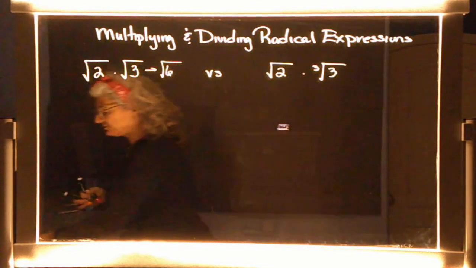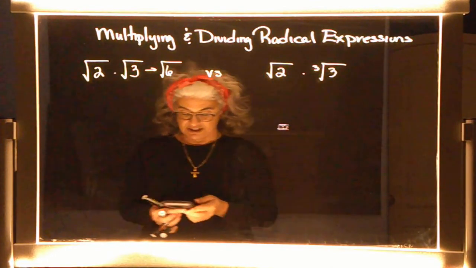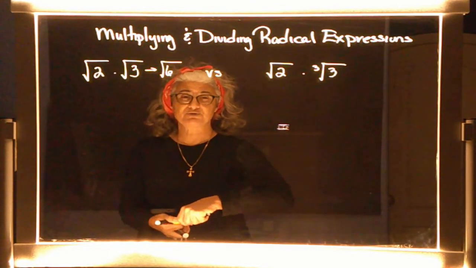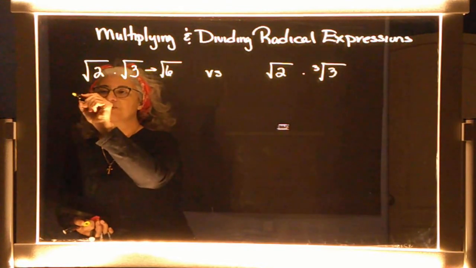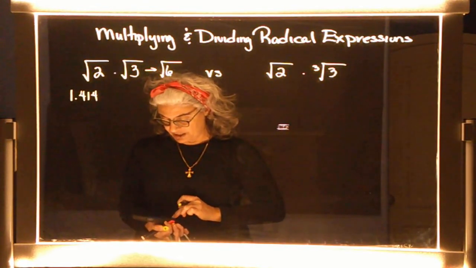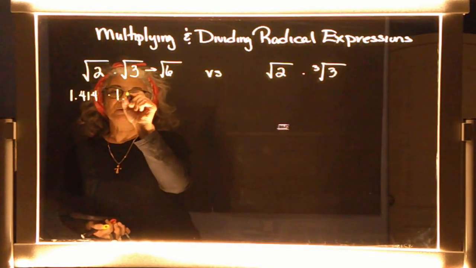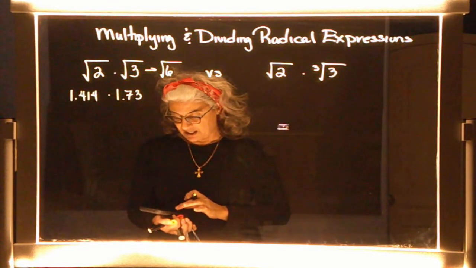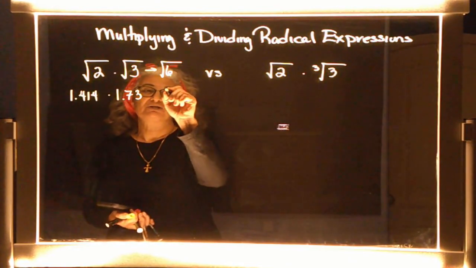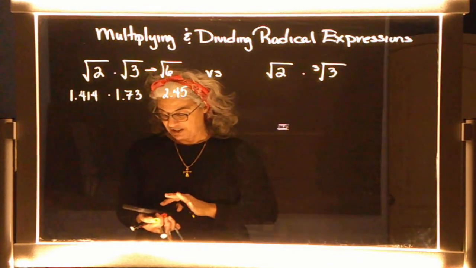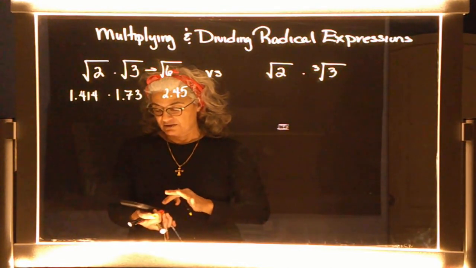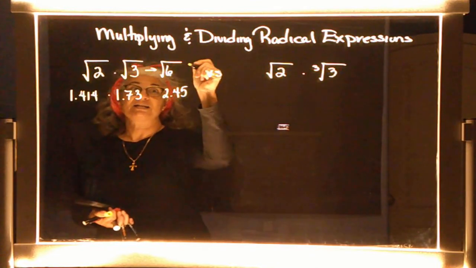Now, I'm going to prove to you, by using our handy dandy calculator, that that works. If you want to work with me, that's fine. Square root of 2, and I'm not going to write the entire decimal out, is about 1.414. And if I take the square root of 3, I get about 1.73. And if I take the square root of 6, I get about 2.45-ish. So if you take the square root of 2 times the square root of 3, you get about 2.45-ish. So this actually works.